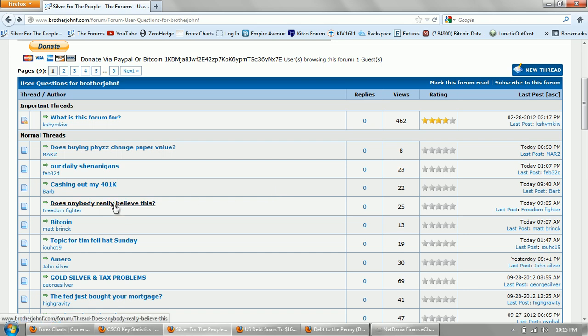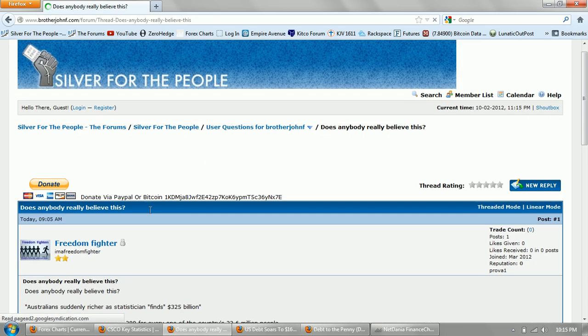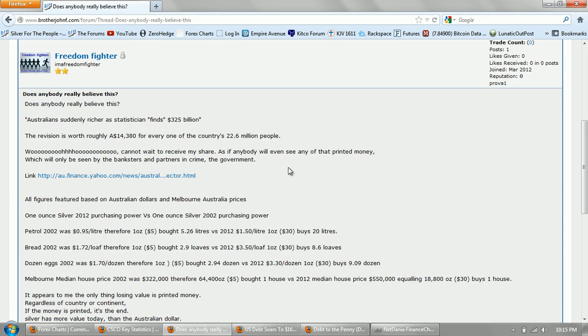And last question from Freedom Fighter: does anybody really believe this? Australians suddenly richer as statisticians find $325 billion. The revision is worth roughly $14,000 for every one of the country's 22 million people. Woohoo, cannot believe, can't wait to receive my share, as if anybody will really get that printed money.